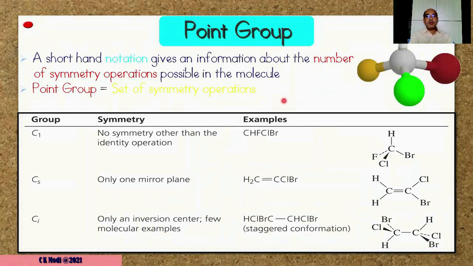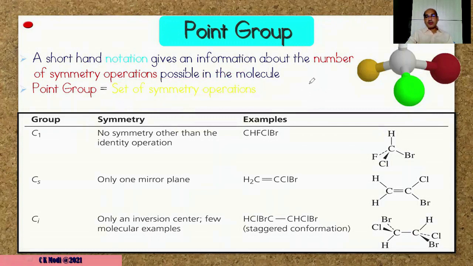Now, point group. How do we define the point group of a particular molecule? Point group is a shorthand notation which gives information about the symmetry operations that are possible in a molecule. Point group is nothing but the collection of all the symmetry operations present in that particular molecule. So a point group is a set of symmetry operations.